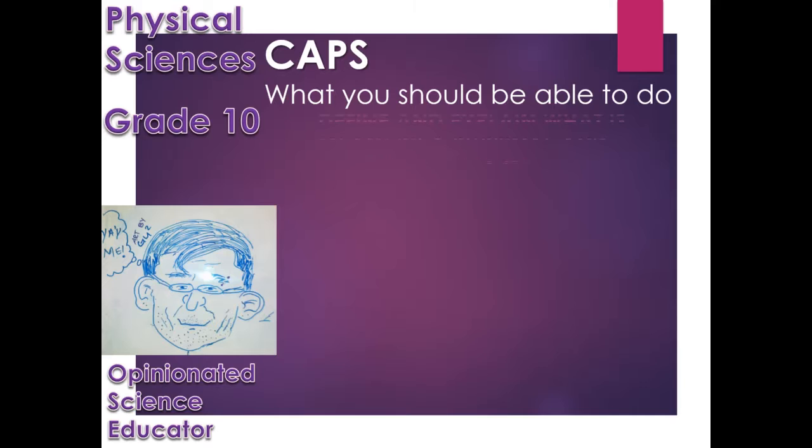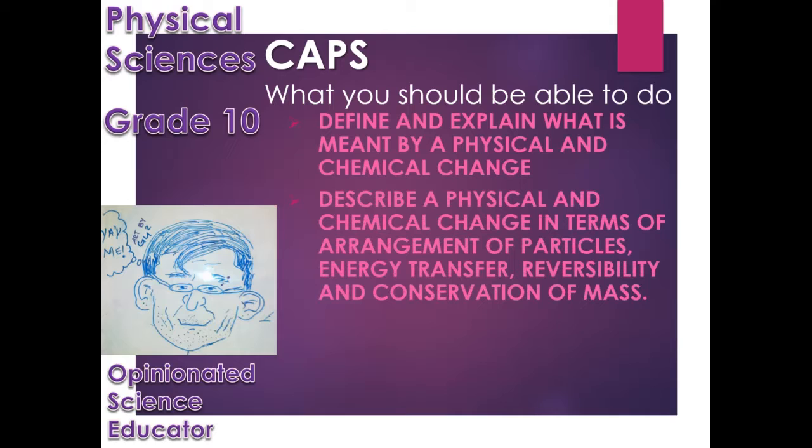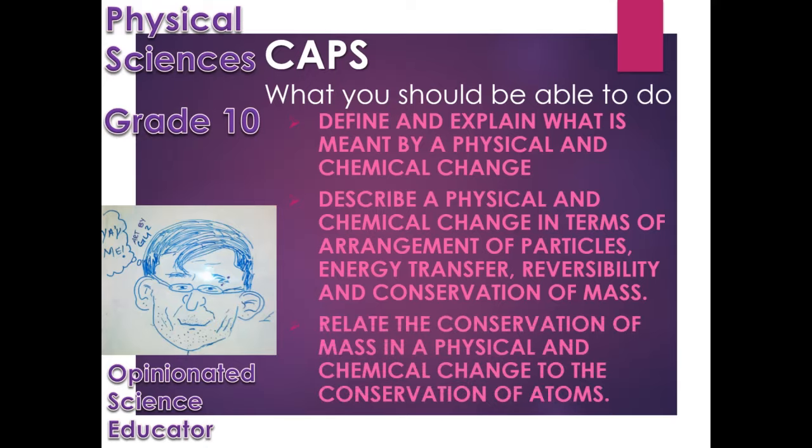What you should be able to do from CAPS is, firstly, define and explain what is meant by a physical change and a chemical change. You need to be able to describe a physical and a chemical change in terms of the arrangement of particles, energy transfer, reversibility, and the conservation of mass. And finally, make sure that you can explain the conservation of mass in both physical and chemical change in terms of conservation of atoms.